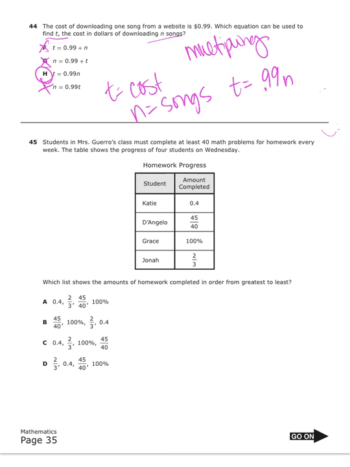Pretty easy. Students in Ms. Guerrero's class must complete at least 40 math problems for their homework every week. This table shows the progress of 4 students. Which shows the amounts of homework completed in order from greatest to least? Okay, so we have fractions, we have decimals, we have percents. Well, first of all, 45 over 40 means that they completed more than they were supposed to. So 45 over 40, that's 1 point something, so that definitely has to be first.